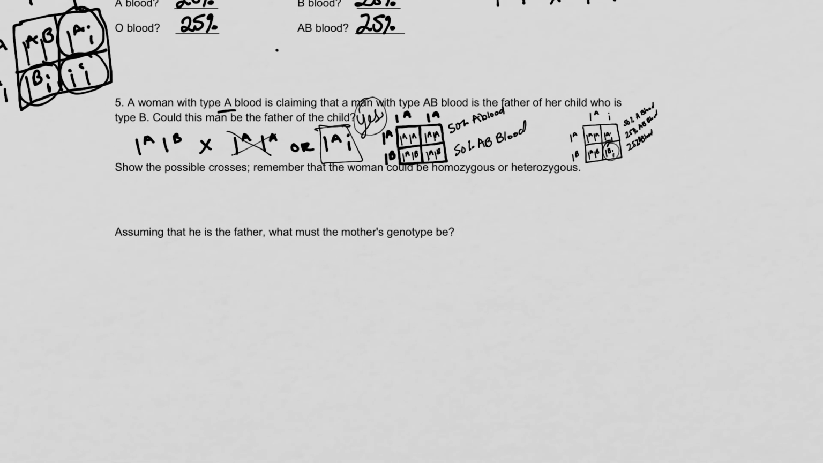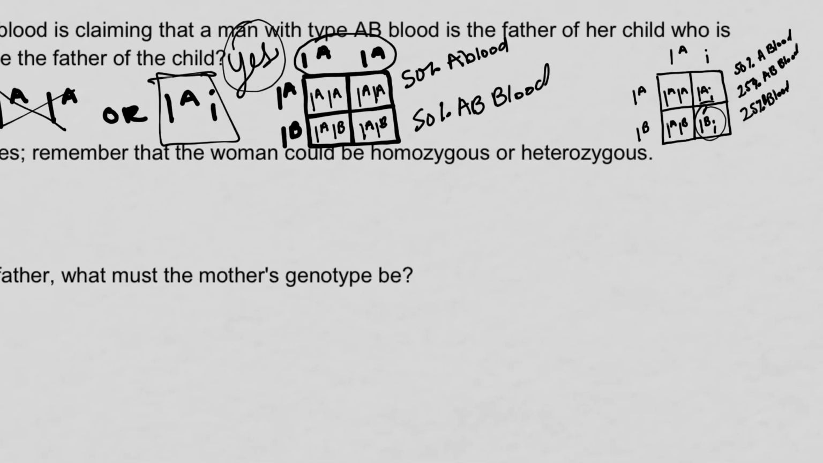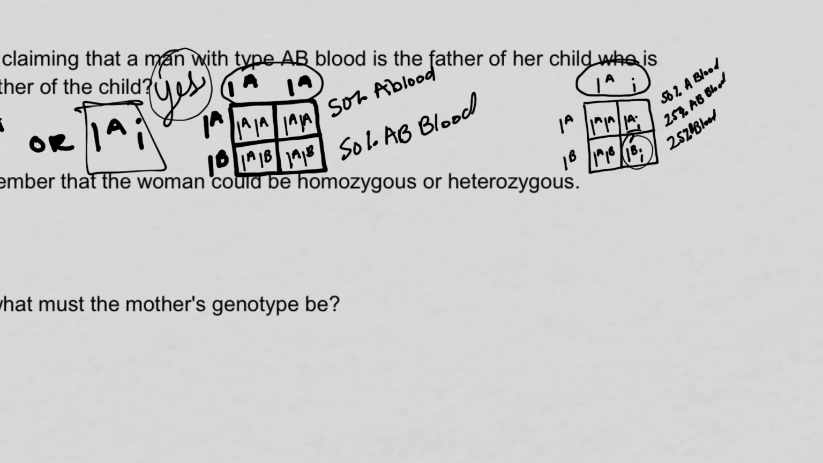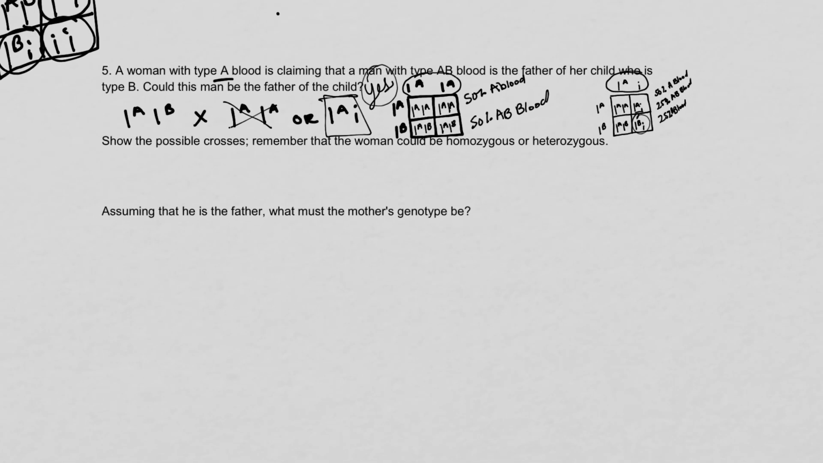I showed that she could be homozygous. That was the first example that I did. This has her as homozygous or heterozygous. That's what this example shows. And the crosses then were, this was the first cross, and this was the second cross. And in order for him to be the father, as we just showed, her genotype has to be heterozygous.